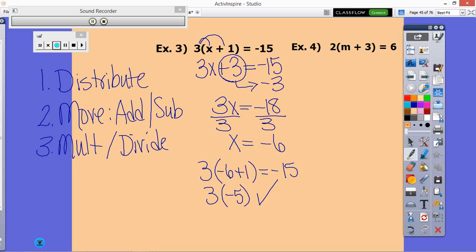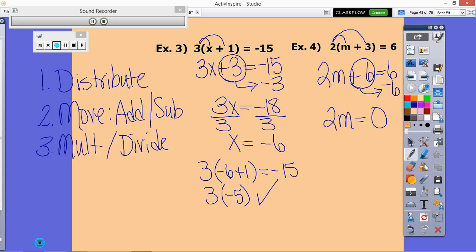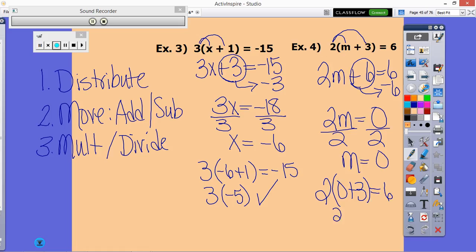So we move on to example 4. We see the parentheses again, so that's going to tell us that we need to distribute. We have the 2m, and we also are going to have 2 times 3, which is 6. At that point, I am ready to move my 6 that's being added, and I'm going to subtract it, giving me 0. 6 minus 6 is 0. At that point, I'm ready to divide, so I'll divide by the 2. And m is 0. Now I do need to check my work, so 2 parentheses, 0 plus 3 equals 6. So 2 times 3 is 6, and that does check.